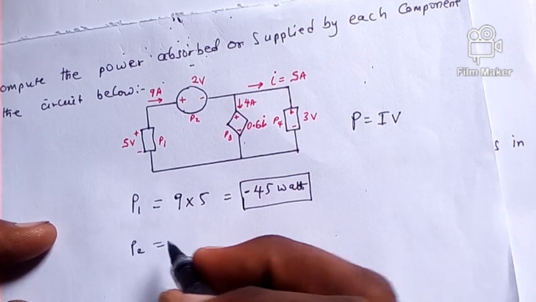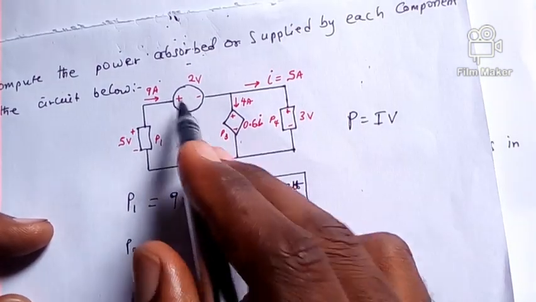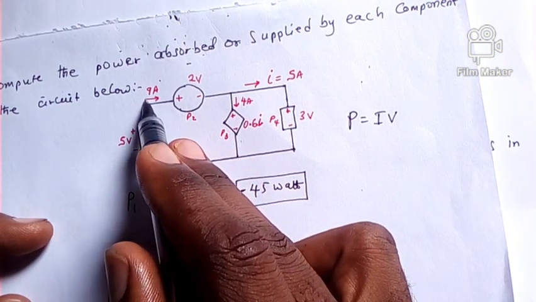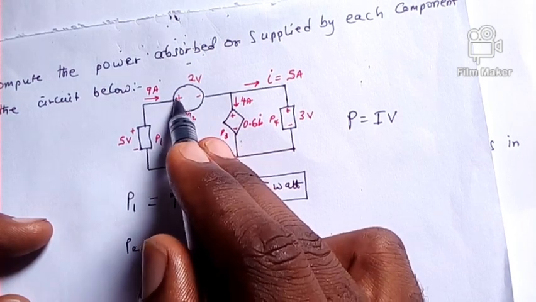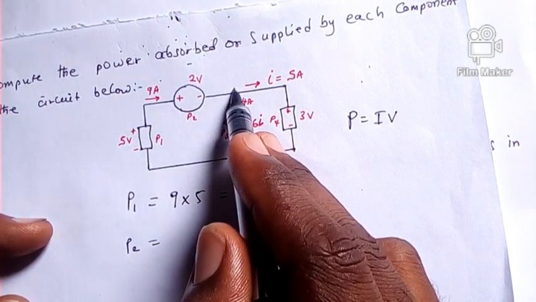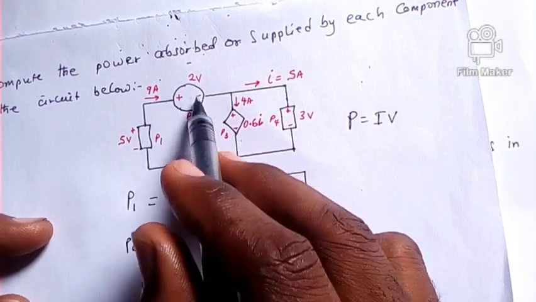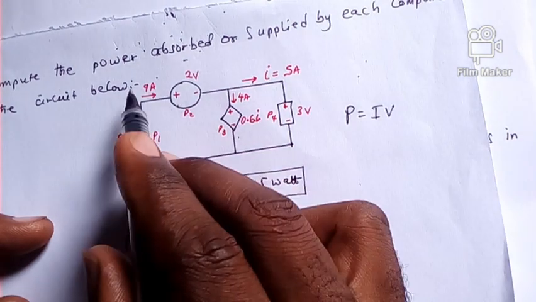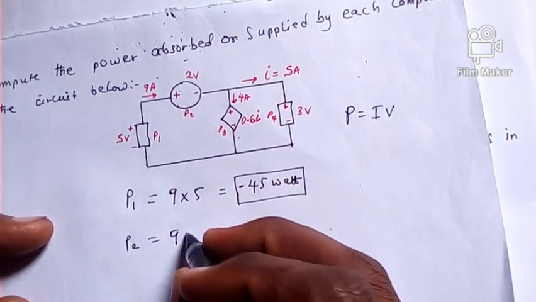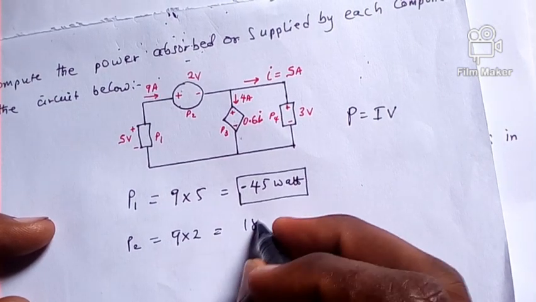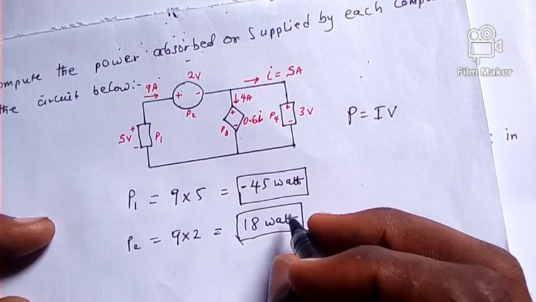So let's figure out power 2 from the element P2. To find it, we are going to consider the direction of current. Current is moving in from where? It's moving in from the positive terminal and coming out from the negative terminal. So what does that tell you? Power is absorbed. So what is power? We simply say that power is current times the voltage. So we have 9 times 2, we have 18 watts. It's going to be positive because it is absorbed.